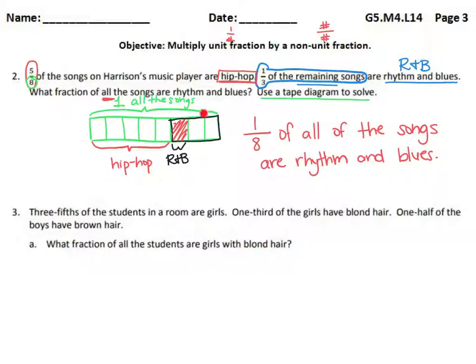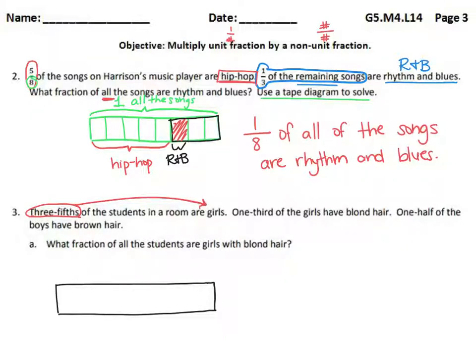So again, we're going to make a tape diagram to figure out our answer. Now, let's circle the important things in the question. First, 3/5 of the students in the room are girls. So 3/5 are girls.